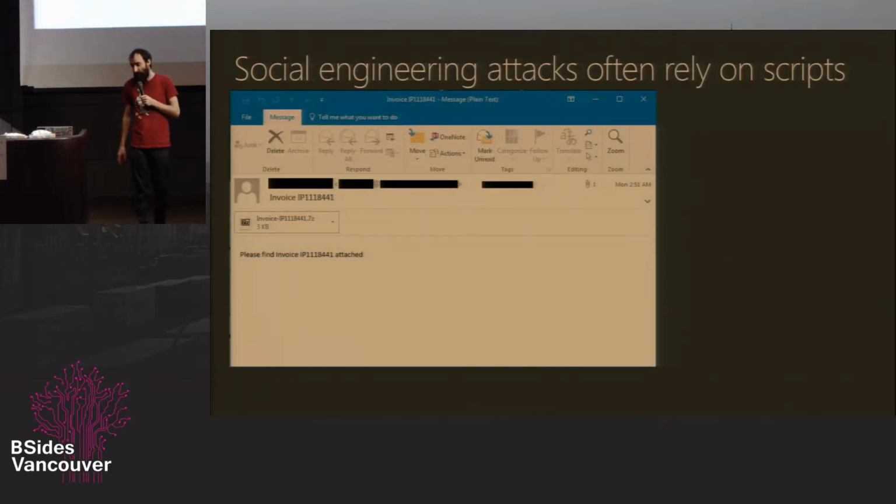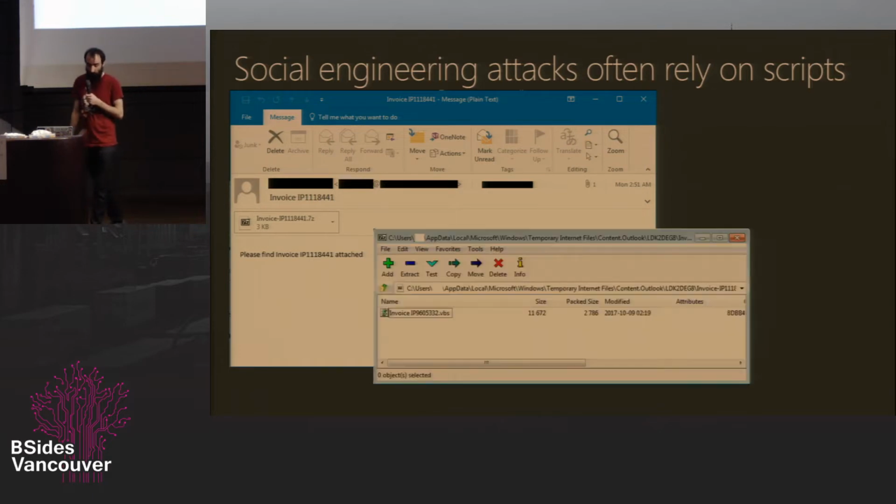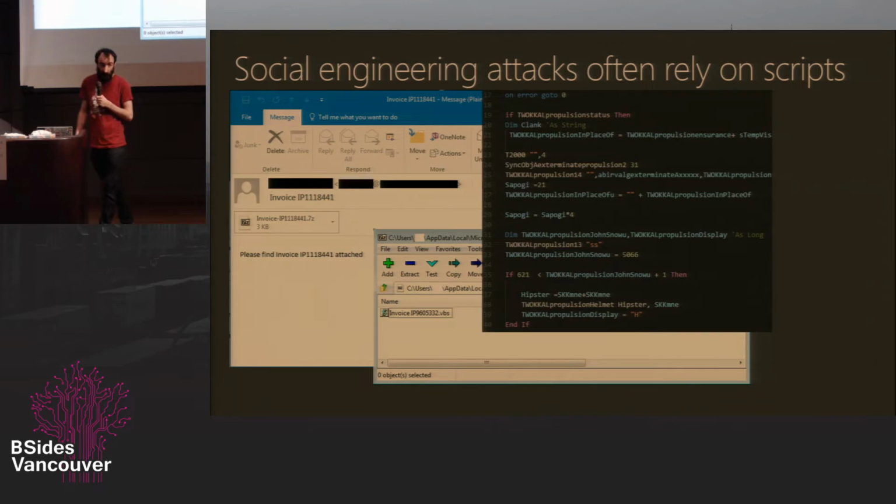So social engineering attacks often rely on these scripts, as I said. This is a quick example of what one of these attacks looks like. In this case, they're saying, hey, please refer to the attached invoice. Now, if the user were to open this archive file, inside there would be a Visual Basic script file. If the user were to run this, it's obfuscated and packed Visual Basic script. They usually change their packing methodology per campaign, per attack wave that the attackers carry out. So they'll create a new packer for the Visual Basic script or JavaScript.